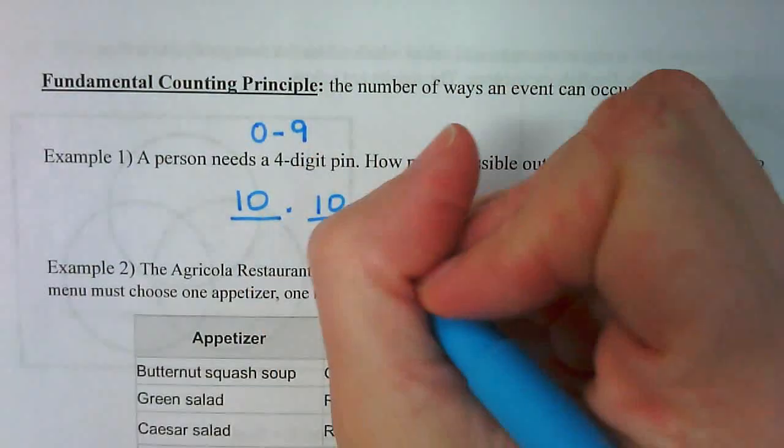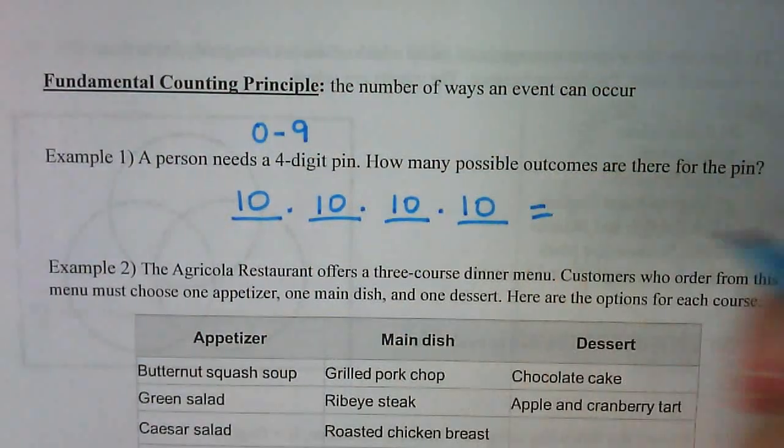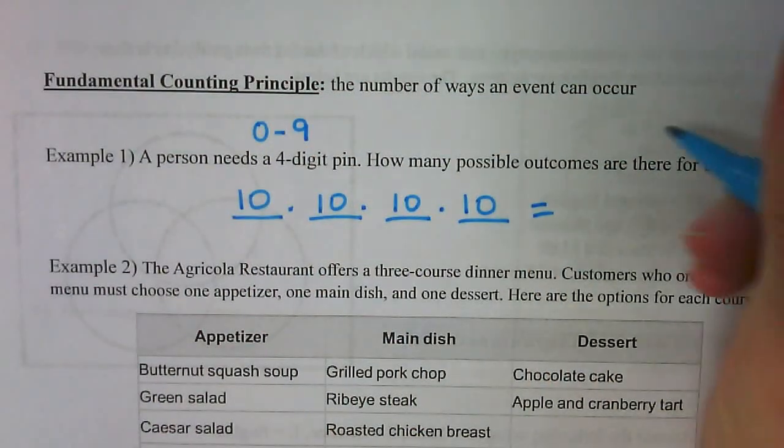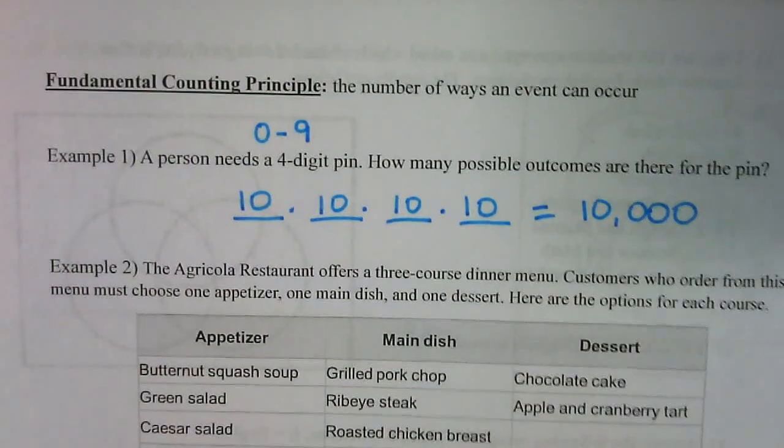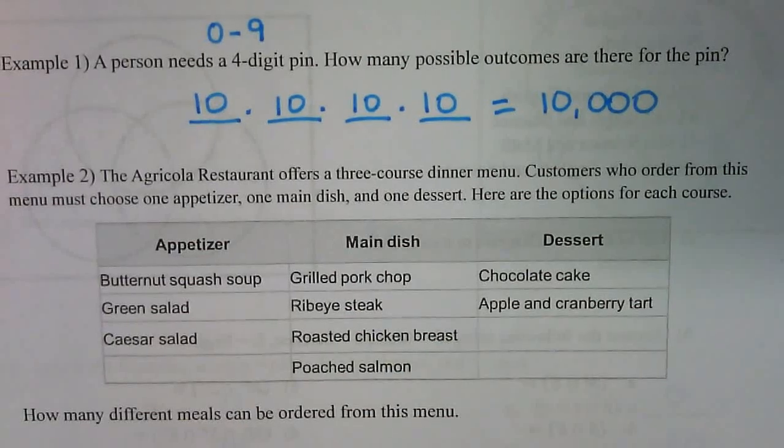So what we do is we multiply the number of possibilities for each spot together, and we get 10,000. So there's 10,000 possibilities for that PIN.